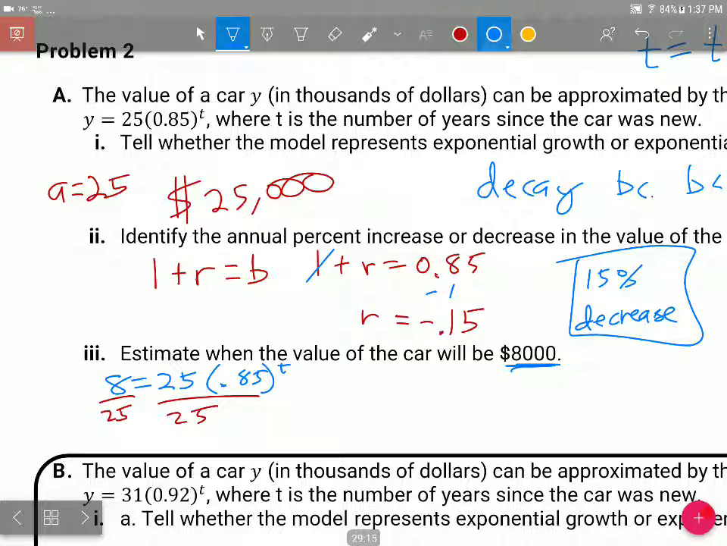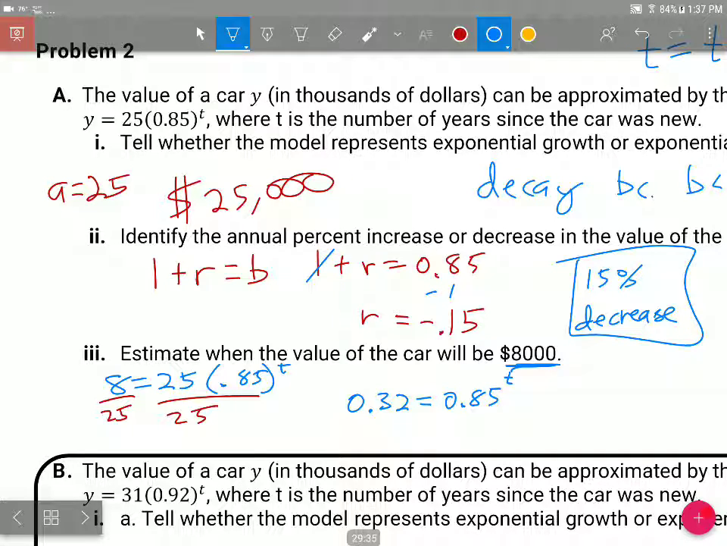It is 0.32. And on the right, you're left with 0.85 to the t. Okay? So what they want you to do is just start trying values like 0.85 squared, 0.85 to the third, 0.85 to the fourth, 0.85 to the fifth, 0.85 to the sixth, 0.85 to the seventh.